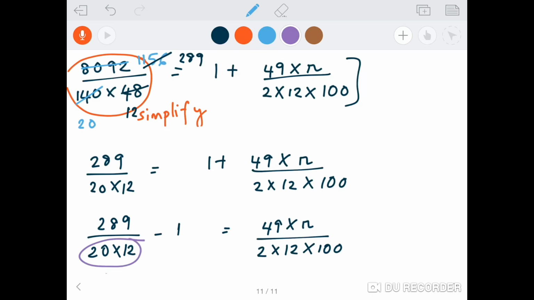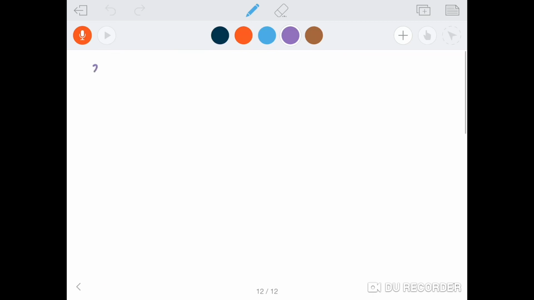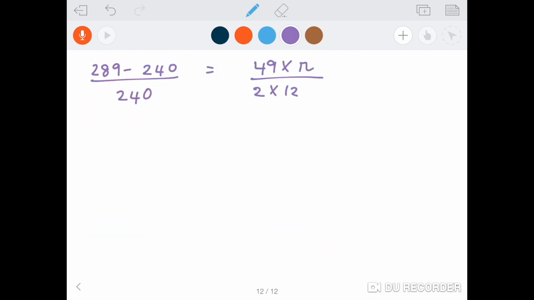Now all I'm going to do is multiply that, that is 240. I'm going to take my LCM on the left hand side and simplify that. So that is going to give me 289 minus 240 divided by 240, and everything on my RHS, which is 49 times R divided by 24, which is 2 times 12 times 100.